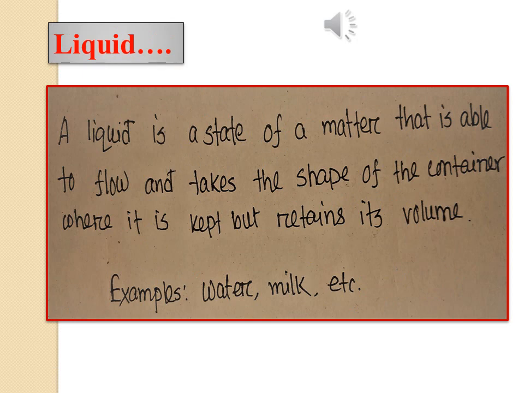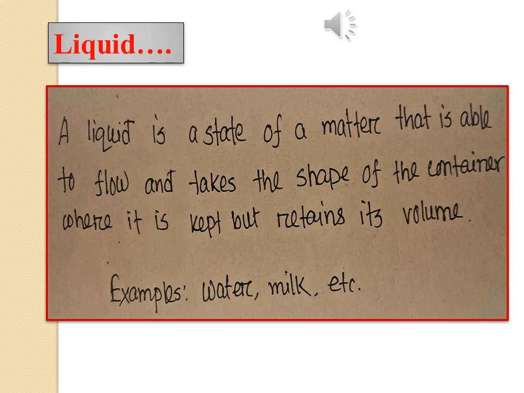So, liquid. A liquid is a state of matter that is able to flow and takes the shape of the container where it is kept. Basically, this is a special criterion of liquid. It can take the shape of the container where it is kept, but it retains its volume.